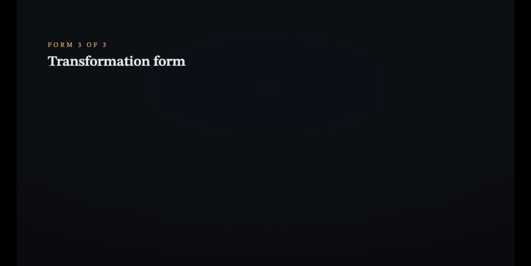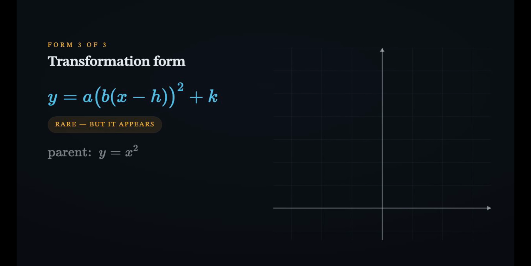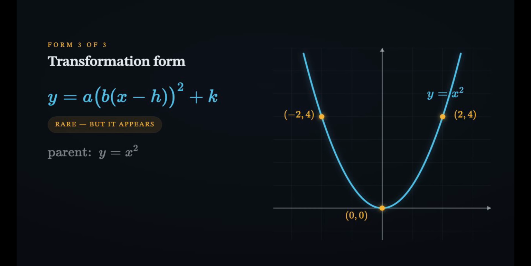The third form is transformation form. y equals a(b(x minus h)) squared plus k. This, though rare, can still turn up. This needs you to know that the parent function y equals x squared passes through the origin and the points (minus 2, 4) and (2, 4). Then you can use the transformations and dilations to graph the function.